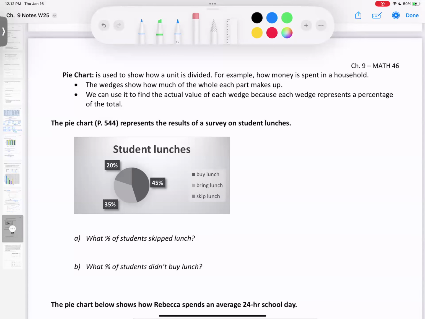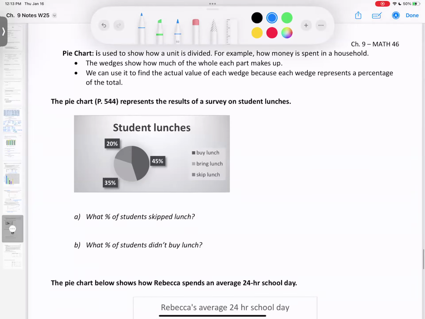All right, next up, we're going to look at pie charts, which can be a beautiful way to present data. It's a nice way to show how much of a whole something occupies. So for example, you could look at how much money is spent in your household, and the larger the wedge or portion of the pie graph, the more you're spending in that category. Okay, you'll be able to figure out the percentage of each wedge, and then sometimes you can use that to figure out the actual value of each wedge as well.